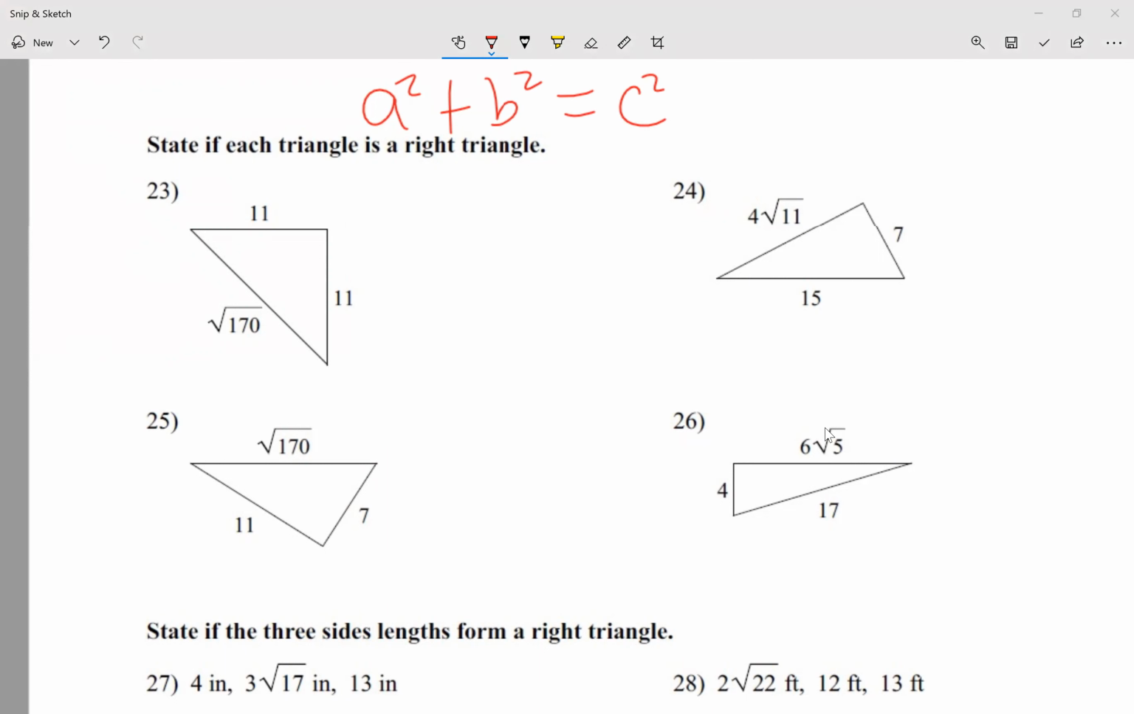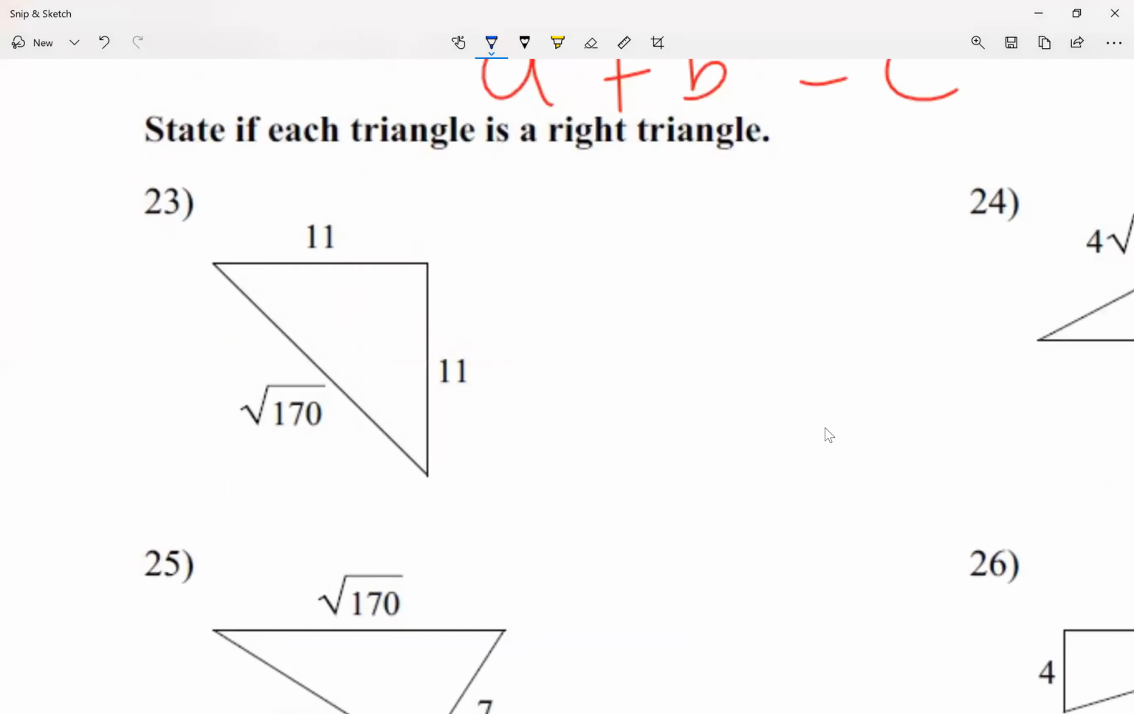Now from the sides, a squared, b squared, c squared is the biggest of the three. Which one is a squared, which one is b squared? It doesn't matter. Just c squared is the hypotenuse, the biggest of all. So what I'm going to do is square each of my sides. Taking a look at number 23, 11 squared, I know, is 121. It's easy to square a number. Just multiply by itself. 11 squared again is 121.